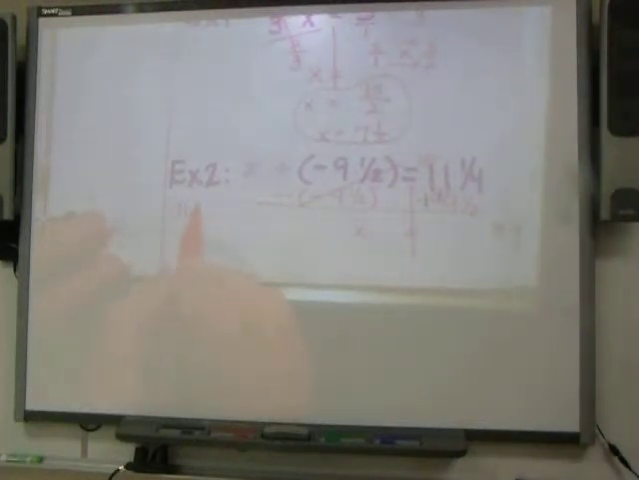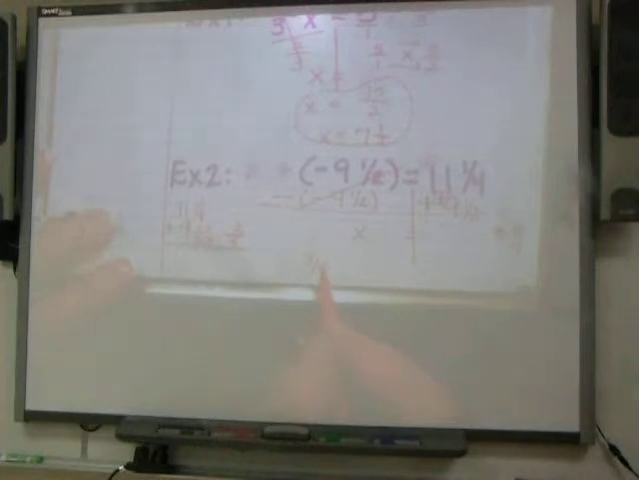That's 11 1/4 plus 9 1/2. We have to have like fractions in order to add. What I do to the bottom, I do to the top, so that makes it 9 2/4. 1 plus 2 is 3, keep the 4. 11 plus 9 is 20. So the answer is 20 3/4. Because they were both positive, it's a positive 20 3/4.